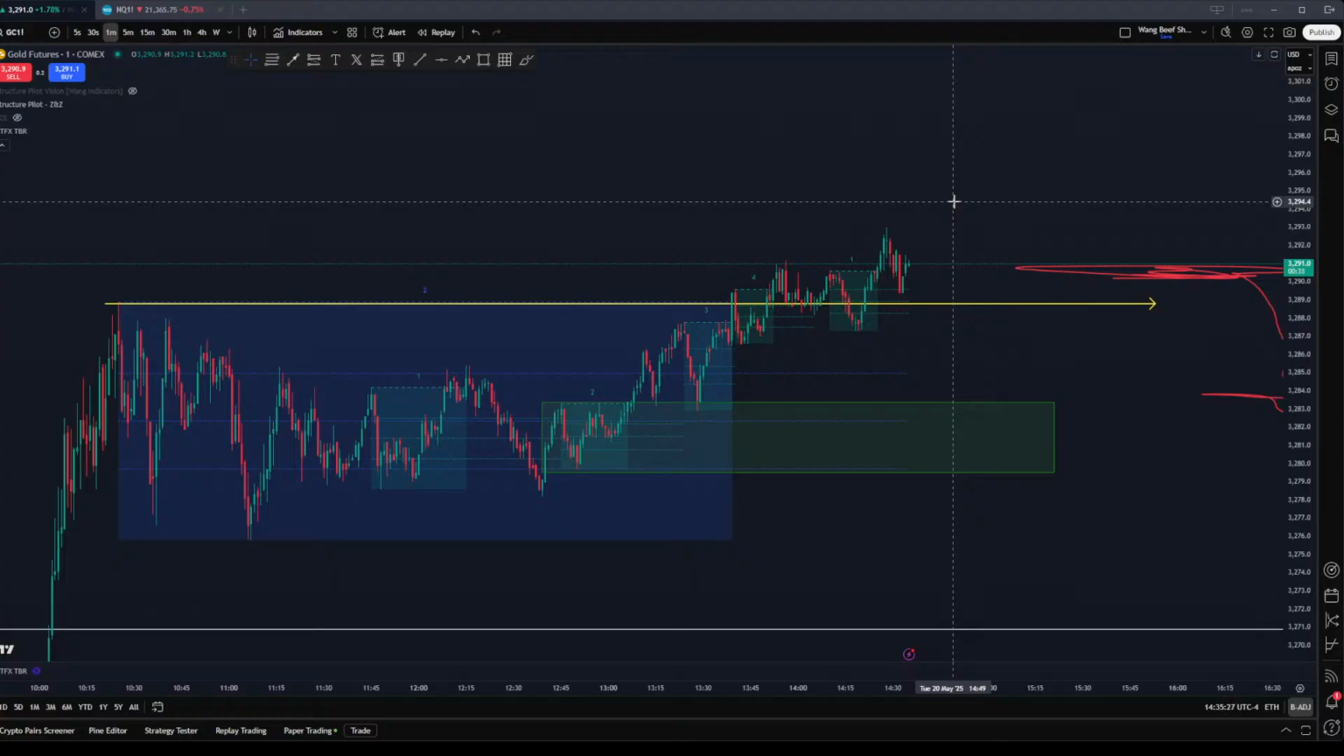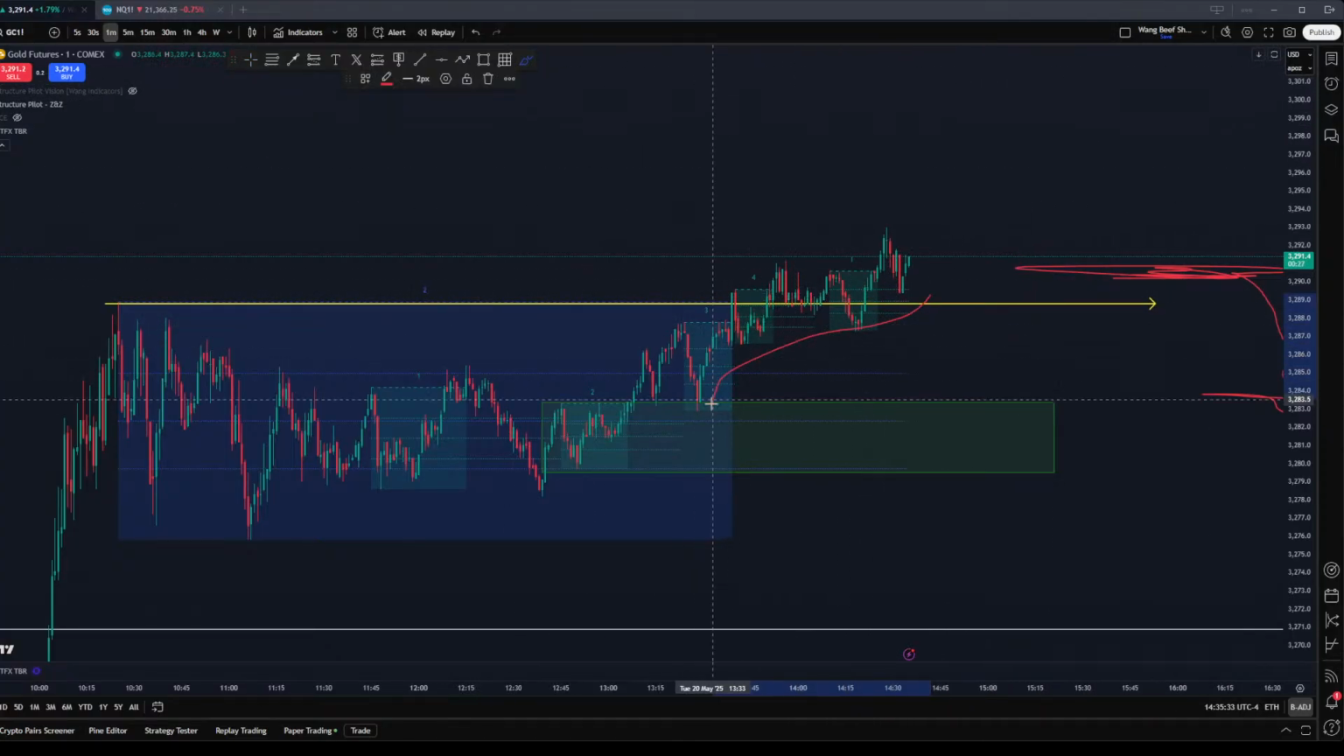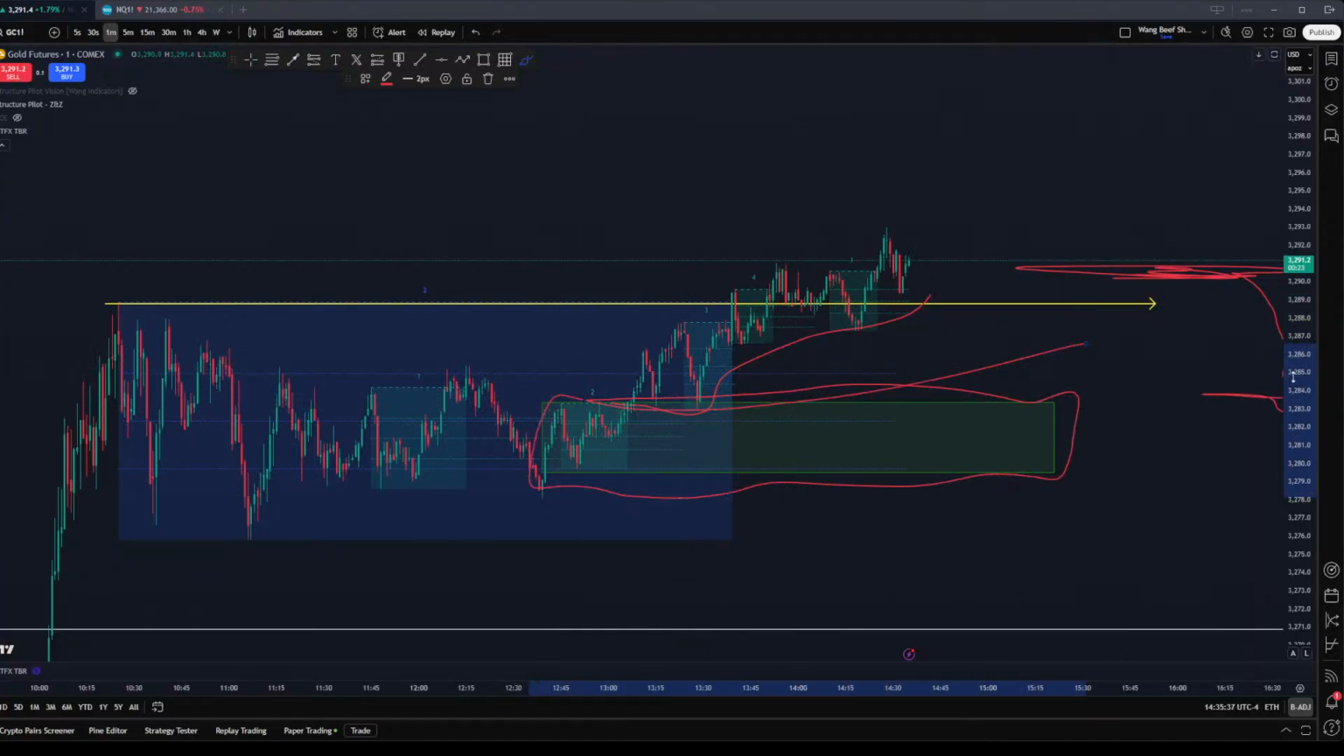So let's see if price fails here. If it fails there, the same thing applies. Expect all those lows to get taken and the price to come back to tap into my box.